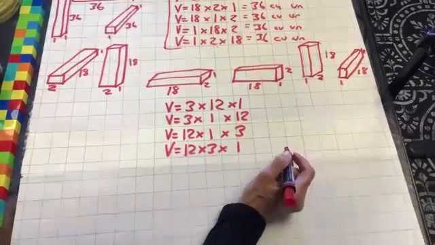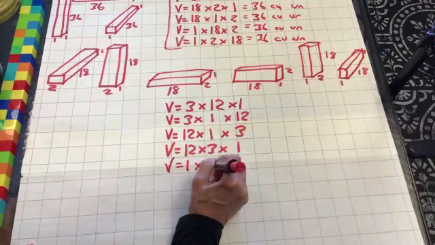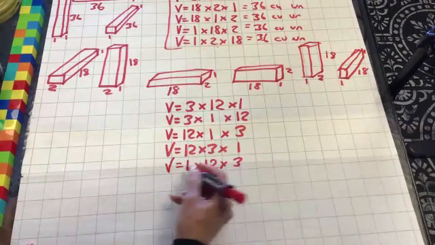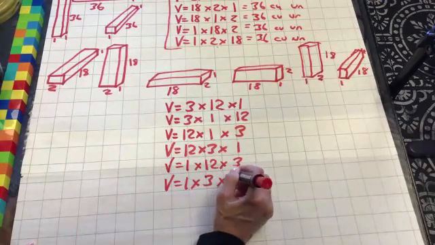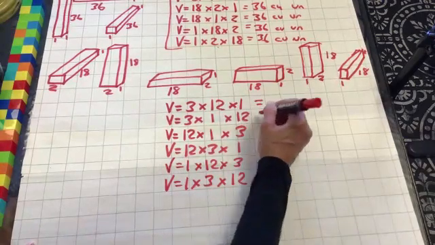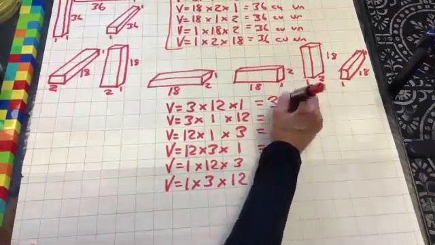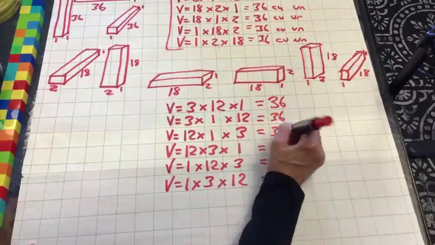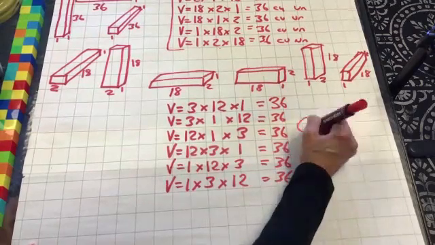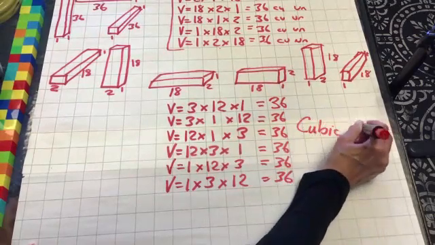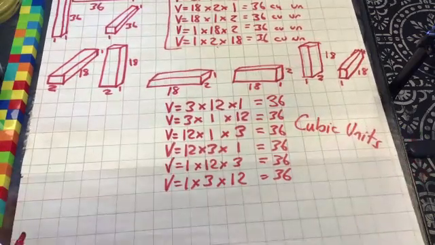We're just playing. We're playing with these numbers. And then we can do a 1 by 12 by 3 and a 1 by 3 by 12. And these all equal 36. And we're going to get real handy dandy here. Cubic units. All of them. All right.